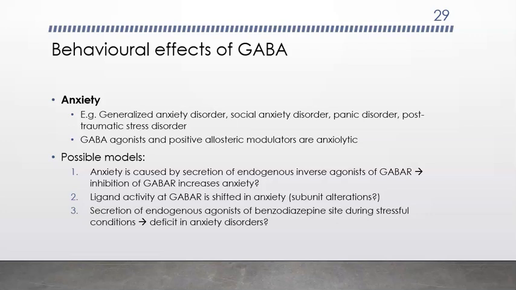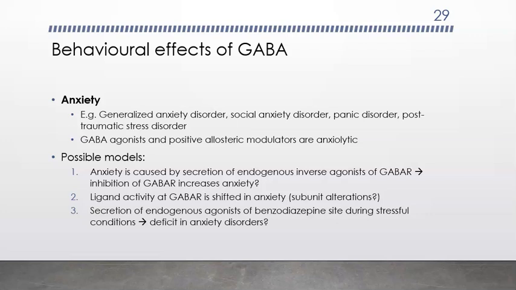And what we see is that we can treat them with some GABA agonists and some positive allosteric modulators, such as benzos and barbiturates. They do have some anxiolytic effects, not as good, definitely worse safety margins than our SSRIs and SNRIs, but they're still pretty good. There's a few models suggesting how that's working.